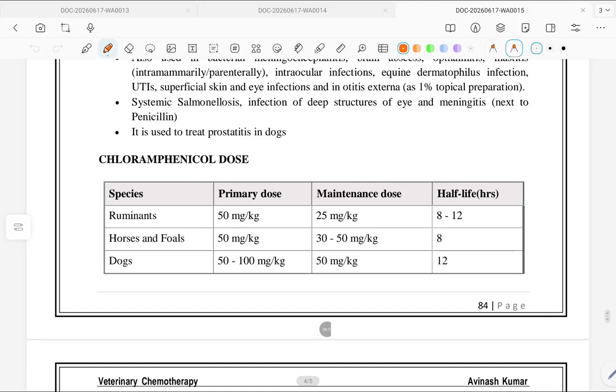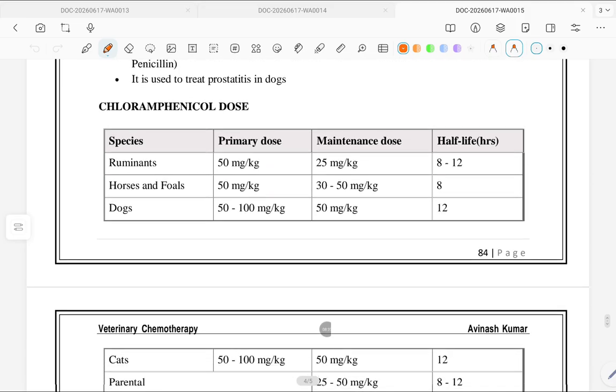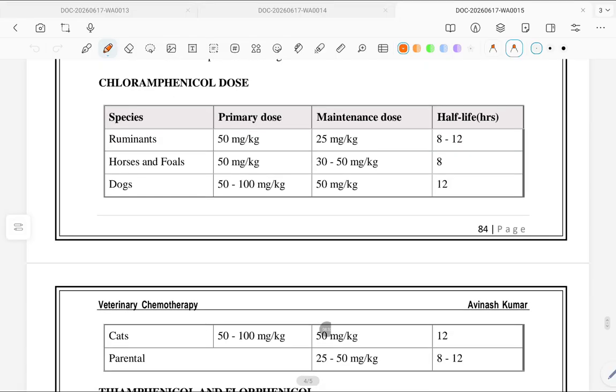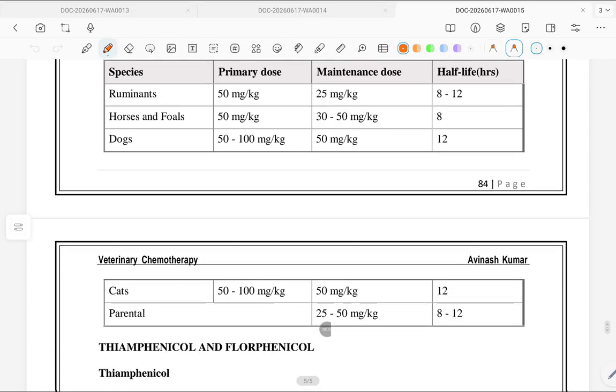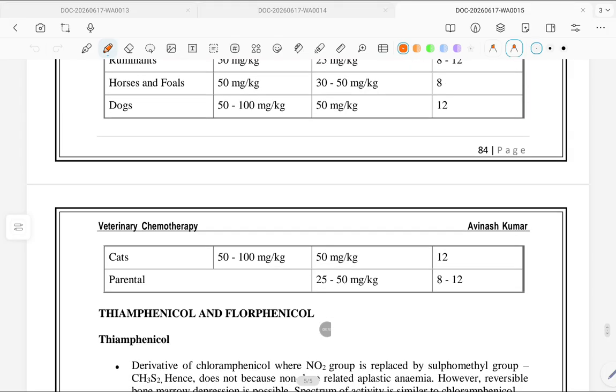Chloramphenicol dose. Species, primary dose, maintenance, half-life: dog, horse and foal, cat, parenteral.